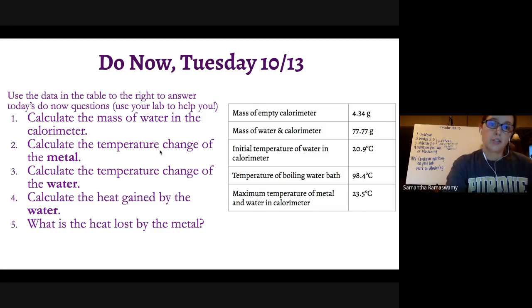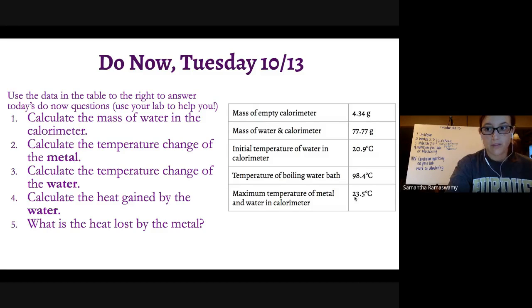When we're looking at the temperature change of the metal, it started out in the boiling water bath. We made the assumption that by placing the metal in this hot water bath for 10 minutes, the temperature of the metal would equal the boiling water. Now, that's not necessarily the best assumption because it could very well take longer than 10 minutes, depending on the amount of metal. But we made that assumption. So the initial temperature of the metal is 98.4 degrees Celsius. The final temperature of the metal is the same as the final temperature of the water that's in the calorimeter.